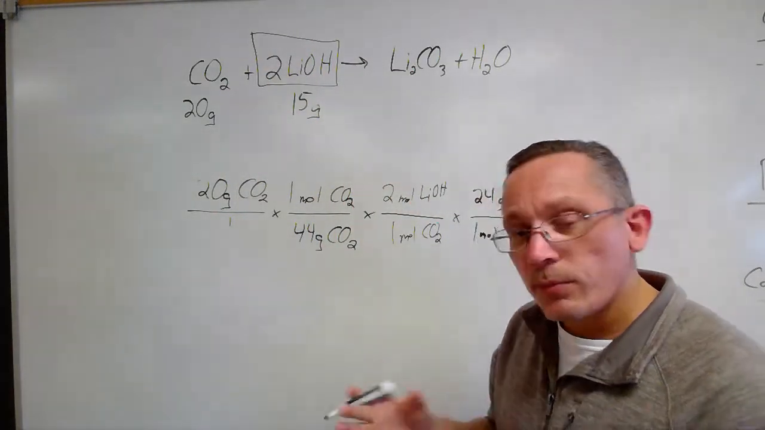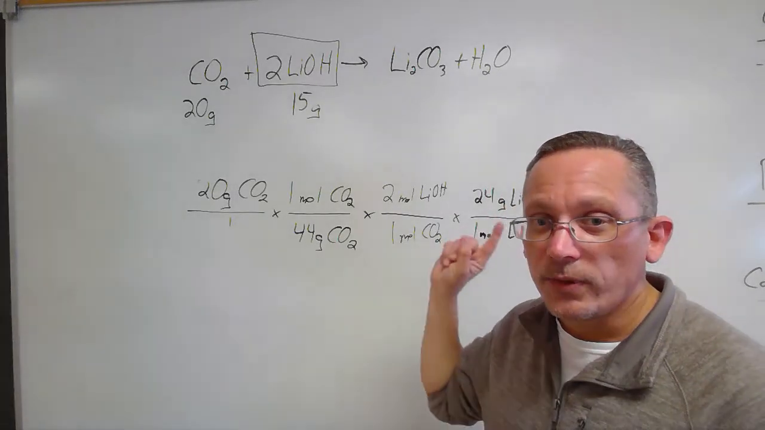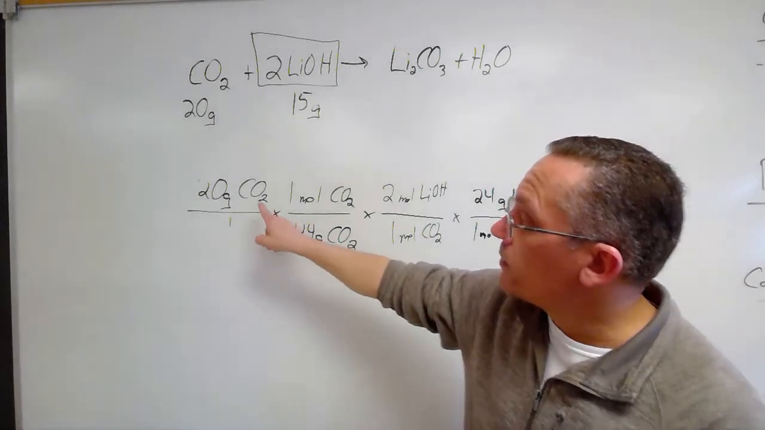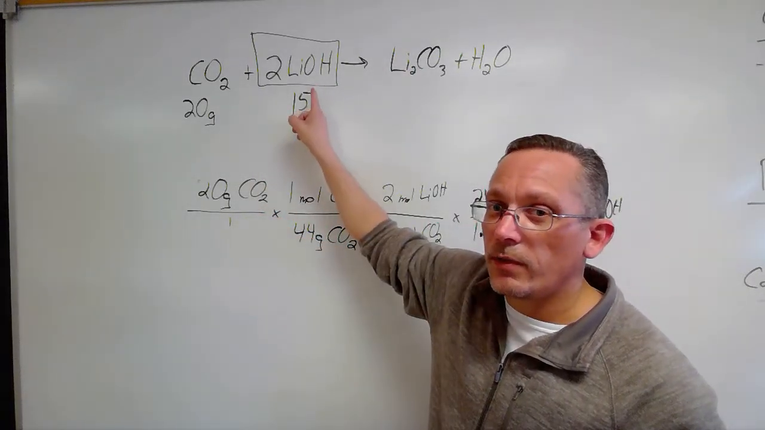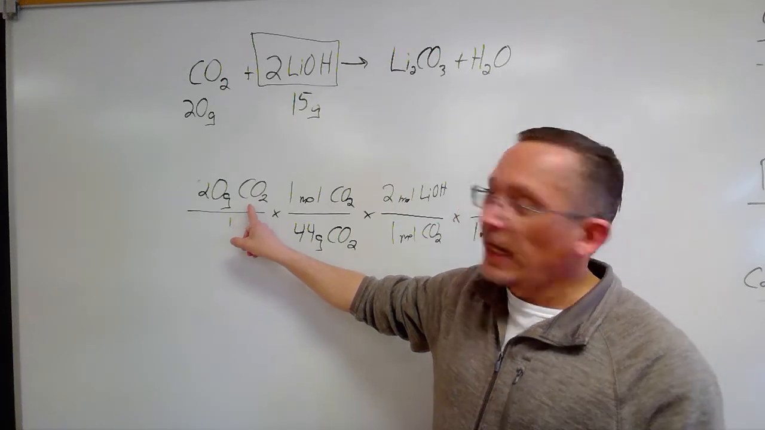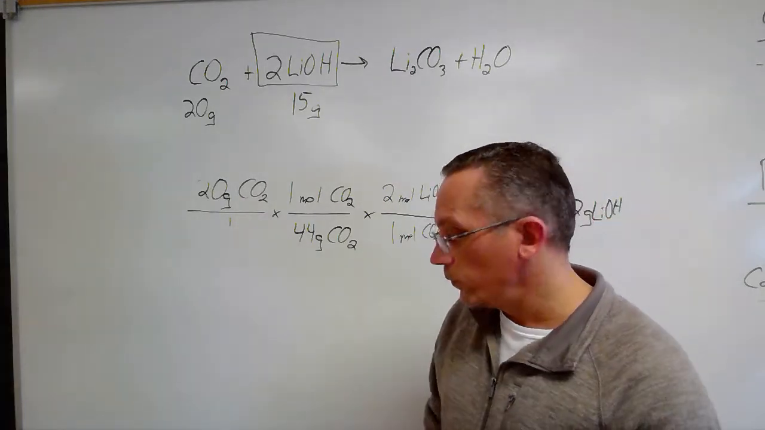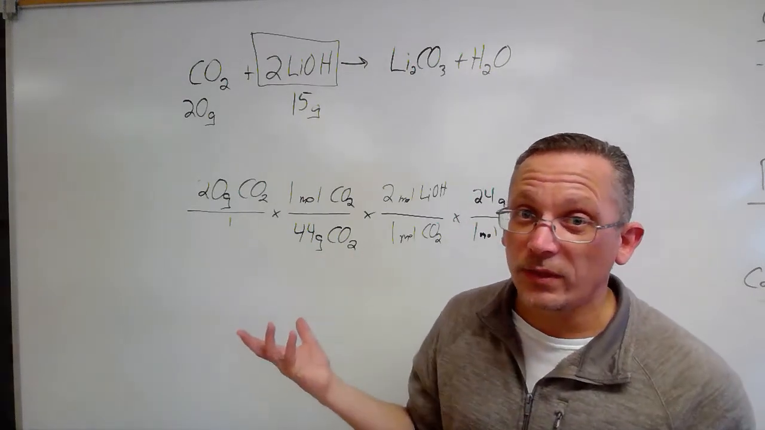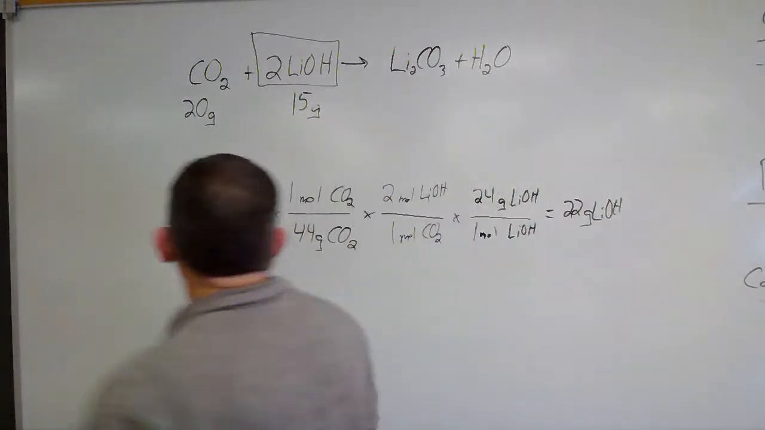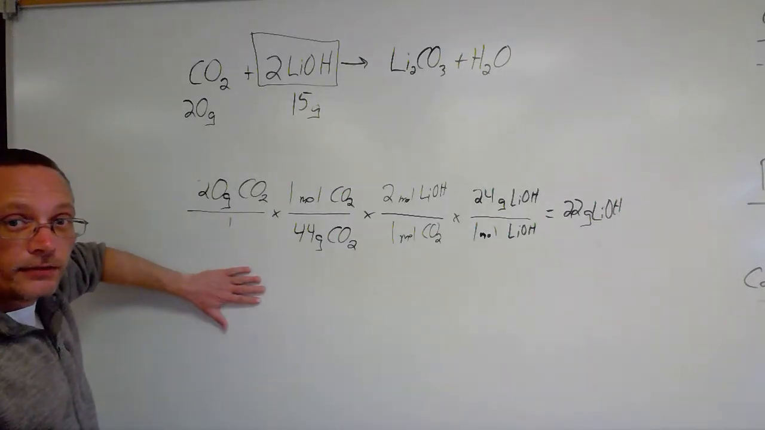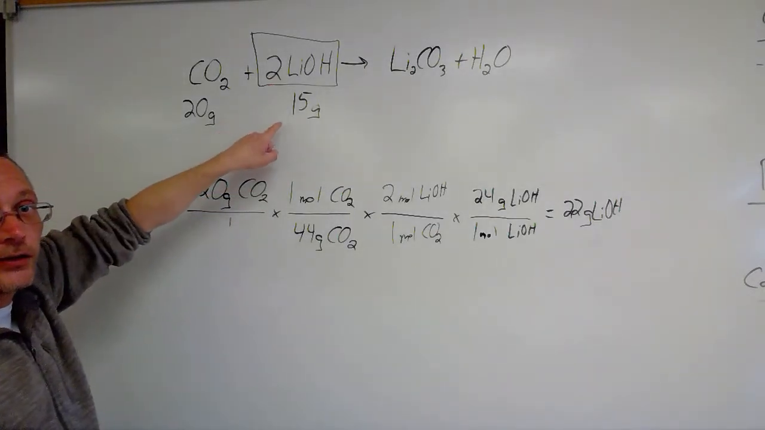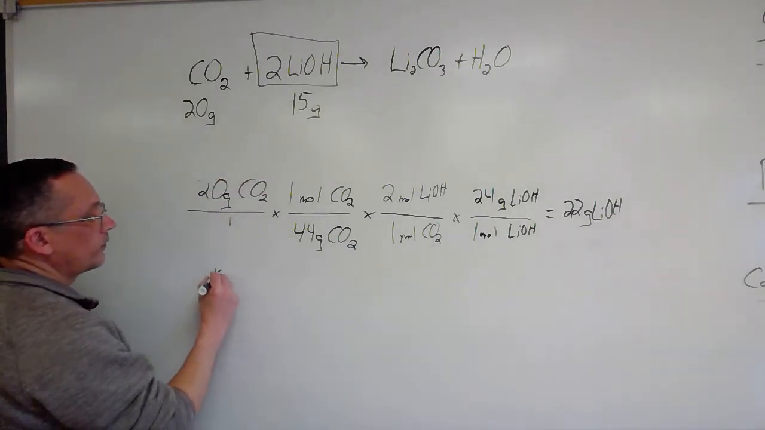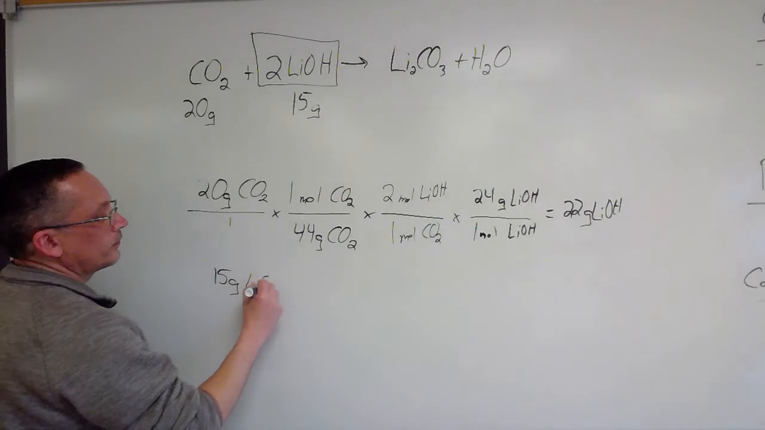Now to figure out how much of the excess is left, I need to have started my calculation with the limiting reactant. Did I start my calculation with the limiting reactant? I did not. So now I'm going to start over, because I need to start that calculation with the limiting reactant. I'm going to do it again, but starting with that limiting reactant: the 15 grams of lithium hydroxide.